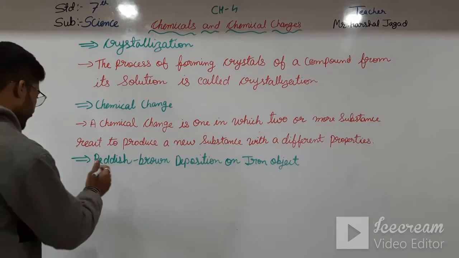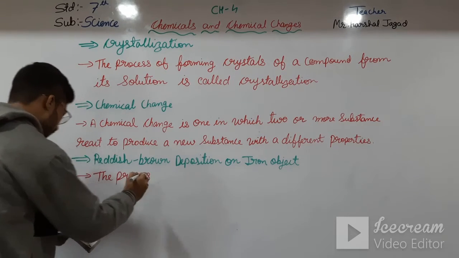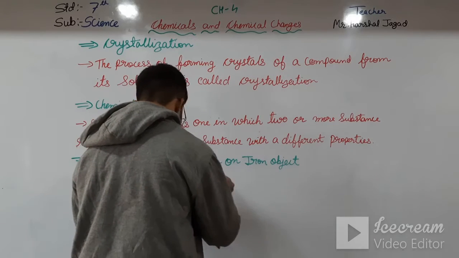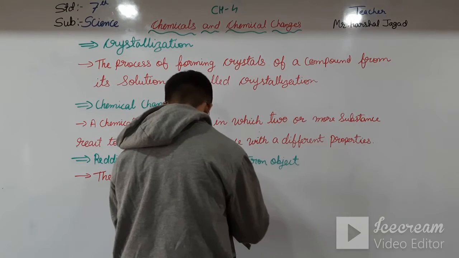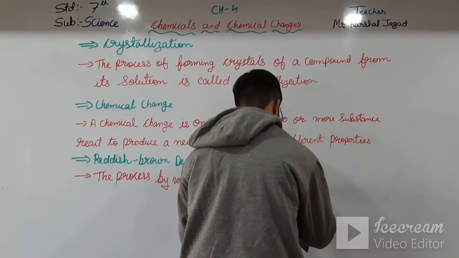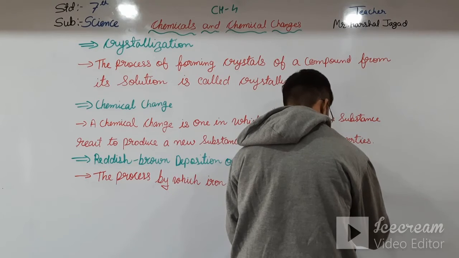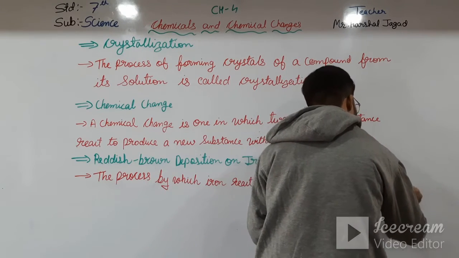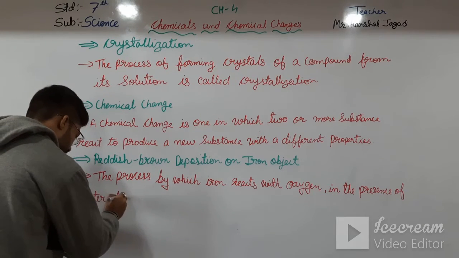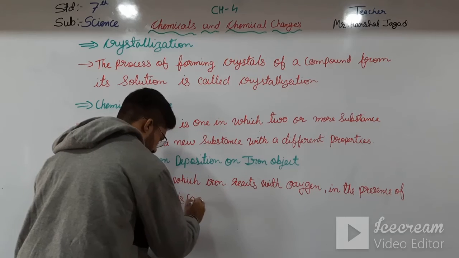Here a definition is given. The process by which iron reacts with oxygen in presence of water to form rust is called rusting.